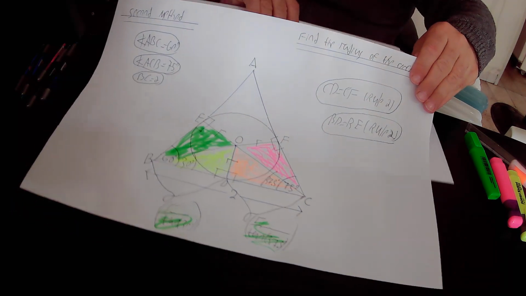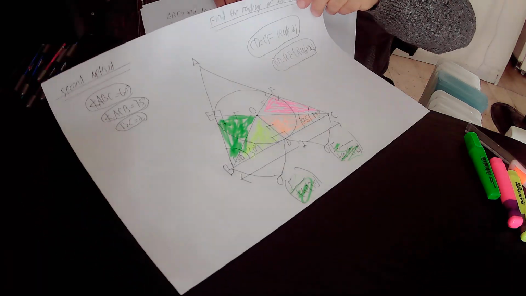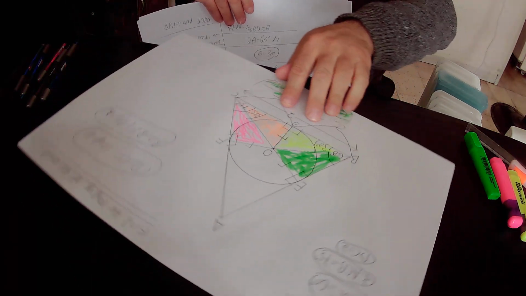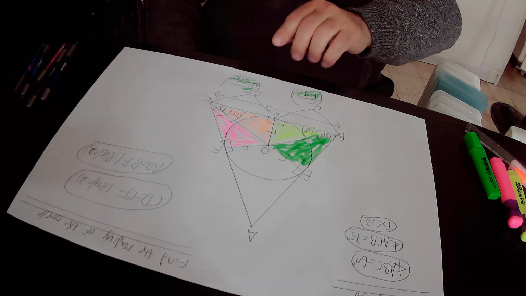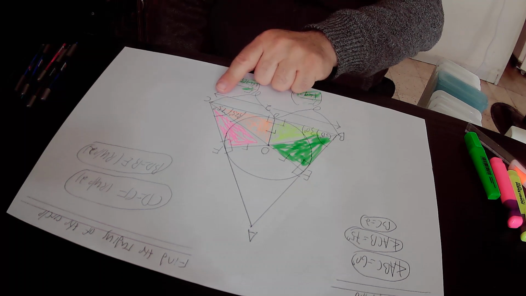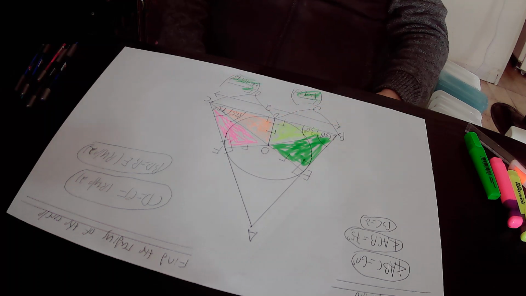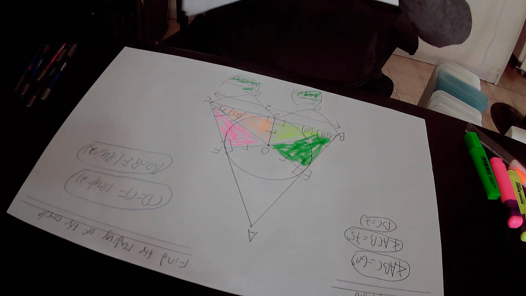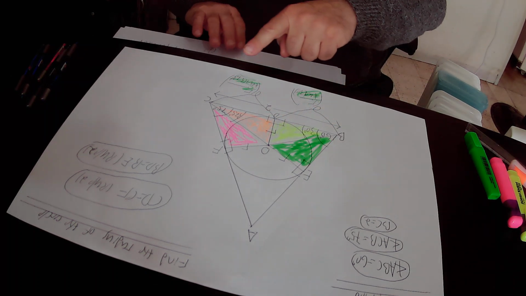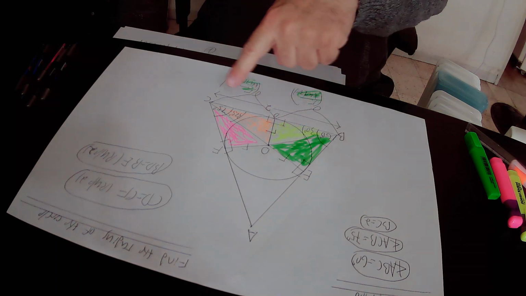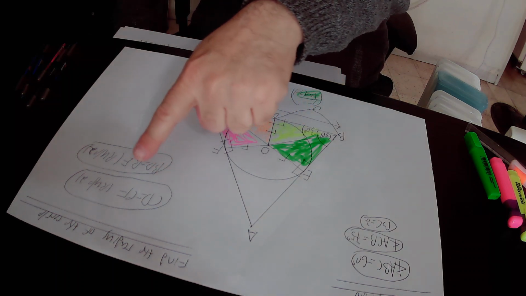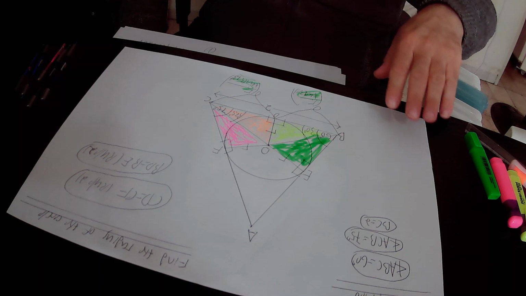Then, we implement rule number 2 in our drawing. From the common external point C, we have two tangents to this circle, tangent CF and tangent CD. And according to rule number 2, they are equal to each other. That is to say, CD equals CF according to rule number 2.